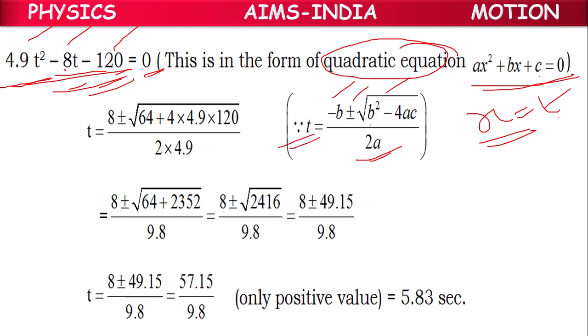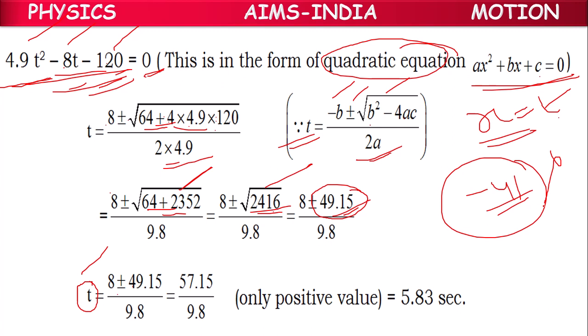So t equals minus b, so minus of minus 8, b square is 8 square, 64, minus 4ac, 4 into a value 4.9 into c value minus 120, minus into minus plus we can write here, by 2 into 4.9. 8 plus or minus, after multiplying all and adding it is root of 2416, approximately 49.15. But time is always positive. If you keep minus 8 minus 49, it will be approximately minus 41 seconds.